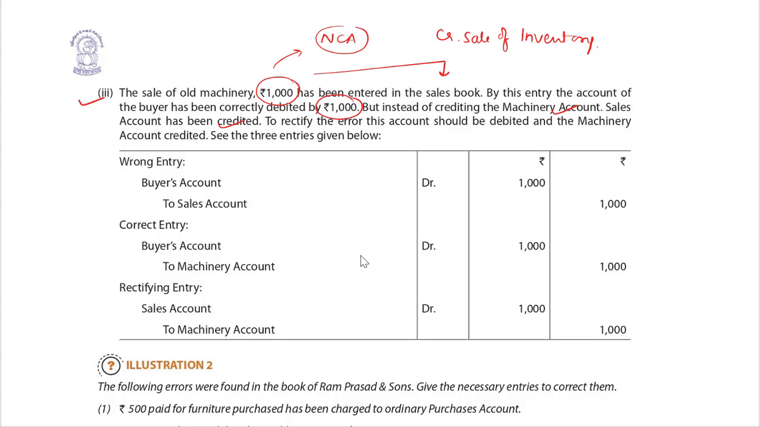I believe it is clear. To rectify the error, the sales account should be debited and the machinery account will be credited. See the following entries, my dear students. In the correct entry, we should write buyer's account debit 1000 to machinery account. By mistake, we have written buyer's account debit 1000 to sales account. The sales account is wrong. So how will we rectify that? We will debit sales account and we will credit machinery account. So this is the way we will pass the rectification entry. I believe we are clear till here. Satisfy yourself. We need to move ahead.